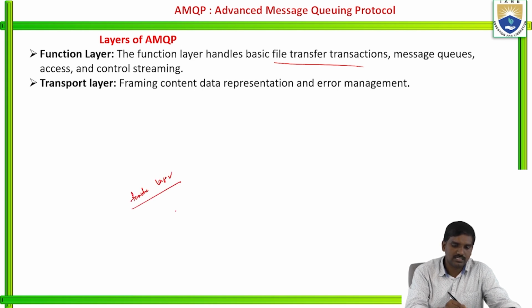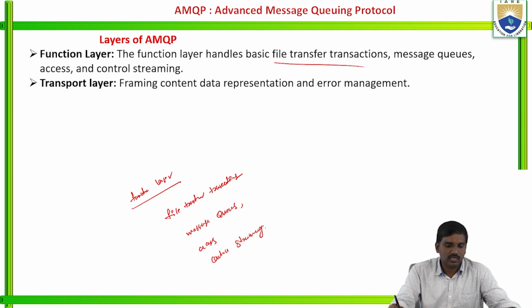So the function layer deals with file transfer, transactions, message queues, access, and control streaming.